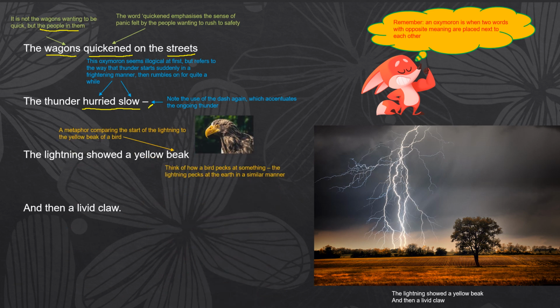The following line shows a metaphor comparing the lightning that's striking in the storm to the yellow beak of a bird. Now, if you think about how a bird acts when it's pecking on the ground and would walk along, and as its beak hits the ground, it's very similar to the lightning striking and hitting the ground. So we have a very effective metaphor over there. And we also have a metaphor in our final line of the stanza there, comparing the forked lightning to the claw of a bird. Okay.